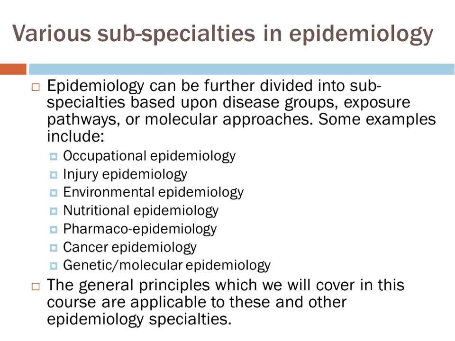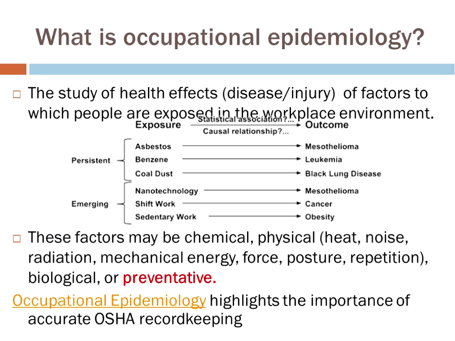There are some various subcategories of epidemiology. There's occupational and injury, which we'll talk about a lot in this course. There's also environmental epidemiology, nutritional, psychopharmaceutical, cancer-specific epidemiology, and genetic or molecular epidemiology. We'll cover a lot of these when we're talking about different studies and giving you good examples. The general principles pretty much apply completely whether you're talking descriptive epidemiology or analytical epidemiology.